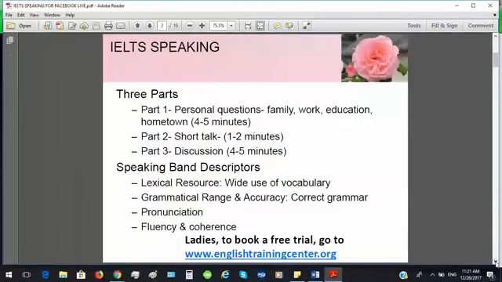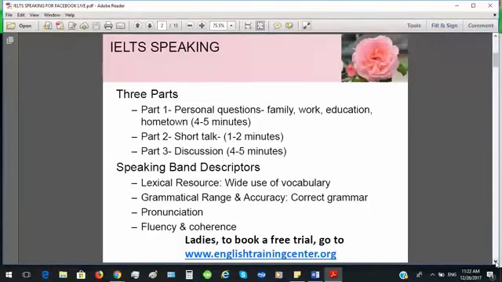As we know, the IELTS test has 3 parts. Part 1 consists of personal questions, for example, about your family, work, education, your hometown, and it's usually 4 to 5 minutes long.